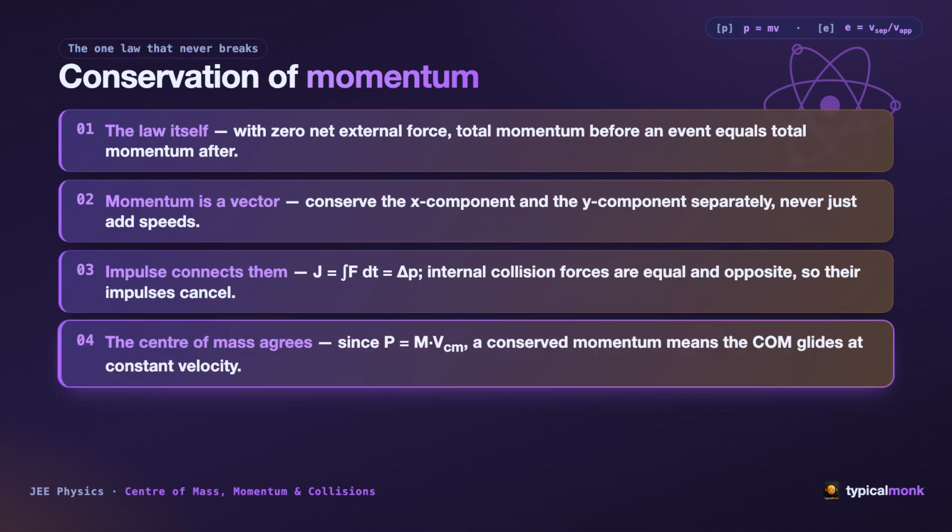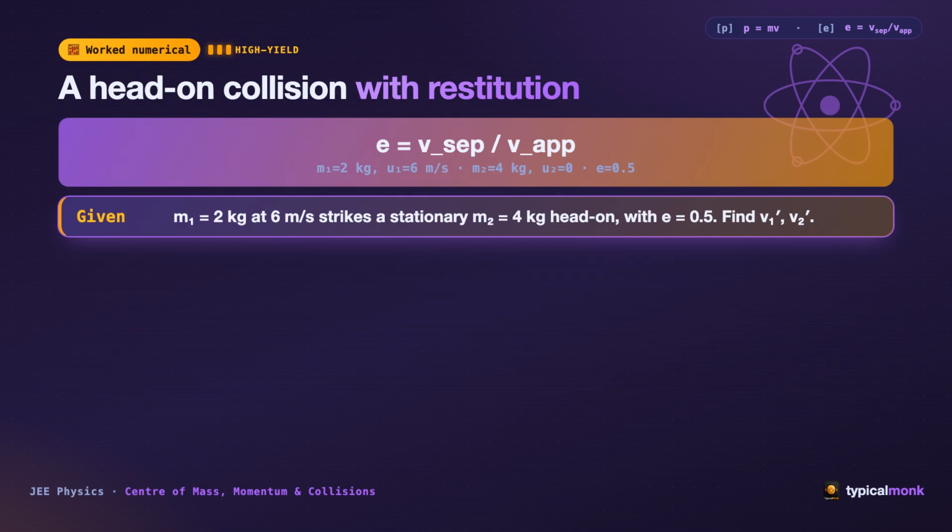And fourth, the center of mass agrees completely, because total momentum equals total mass times the velocity of the center of mass. A conserved momentum means the center of mass glides at constant velocity, utterly undisturbed by whatever collision happens inside. Time to solve a full JEE numerical together.